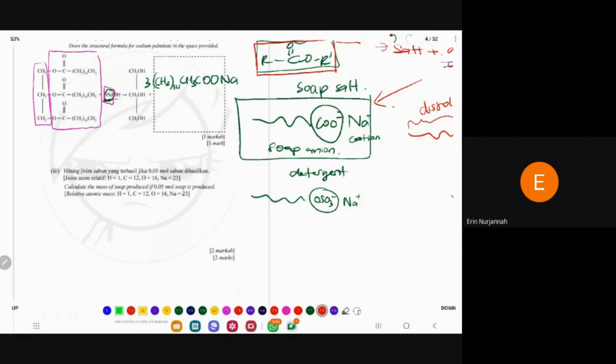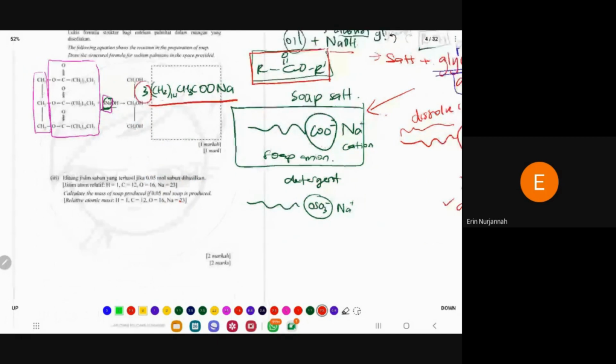Now from the equation, I can see that 3 moles of soap are produced when I use 1 mole of this. What do they want? They want this. Okay, slowly. Just use the formula, plug in and fill in the blank. 0.05. The mass is the one you want to find.